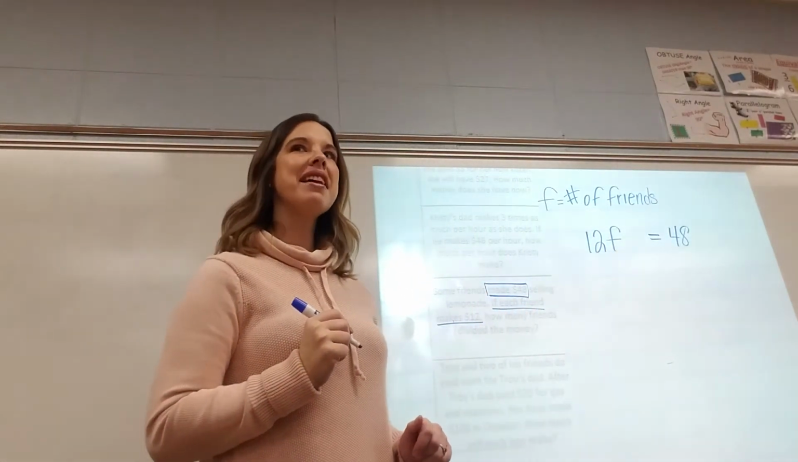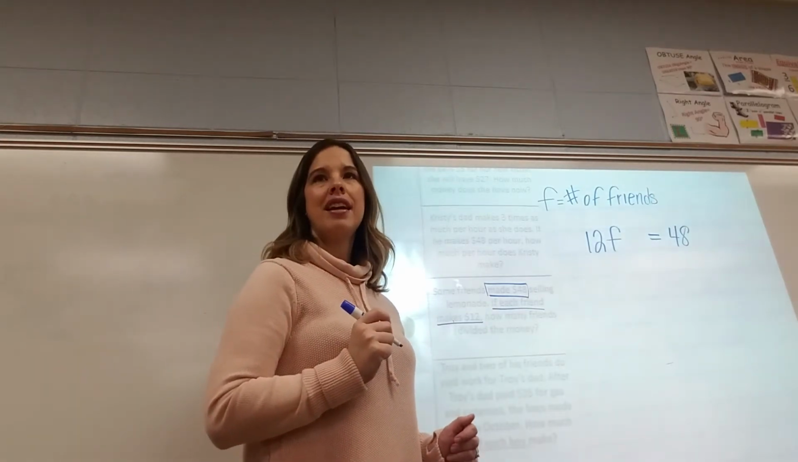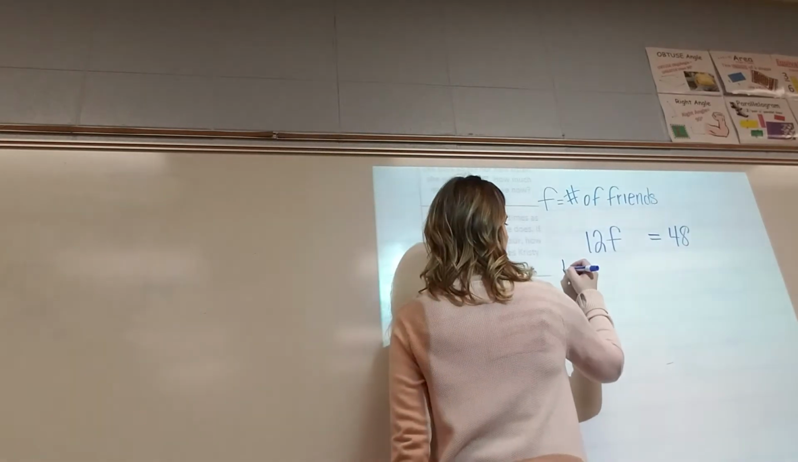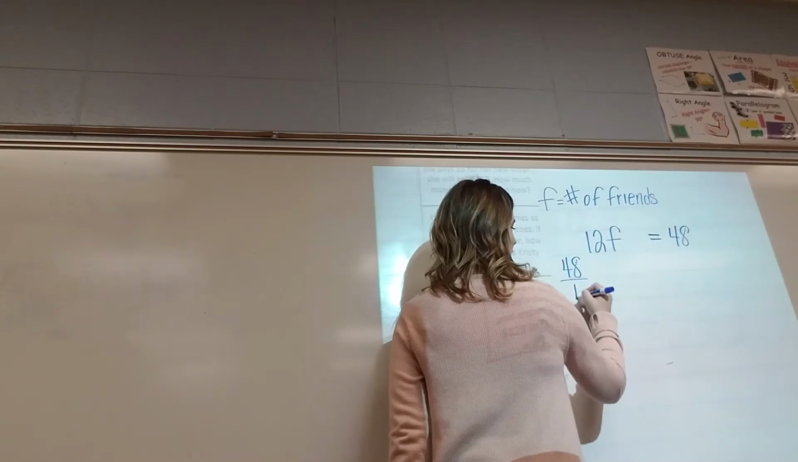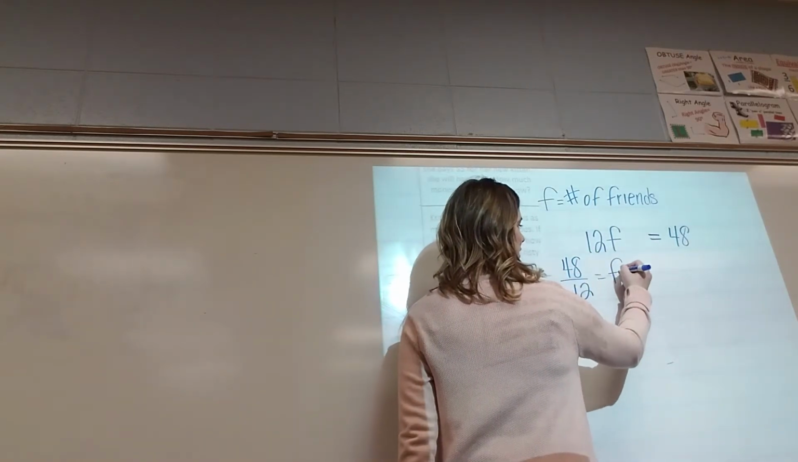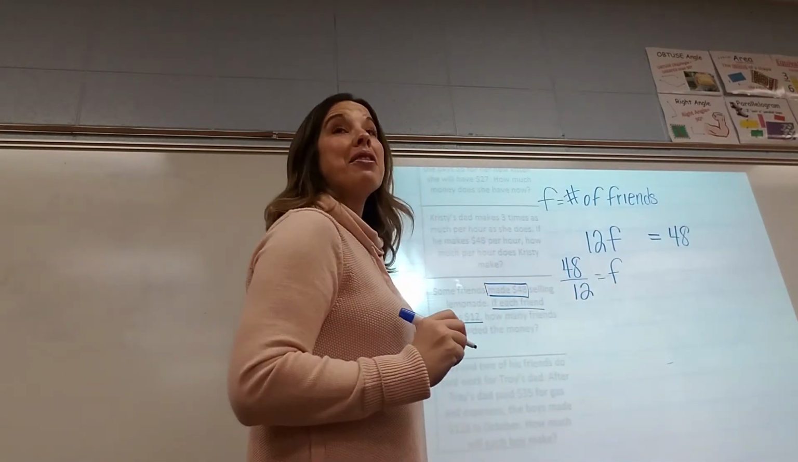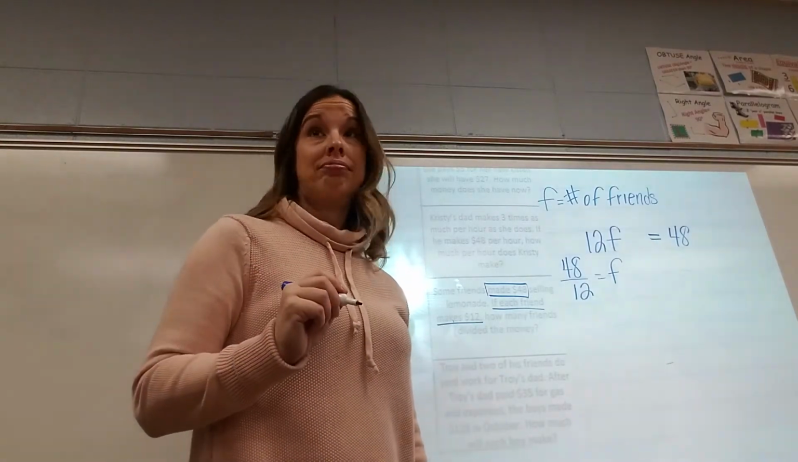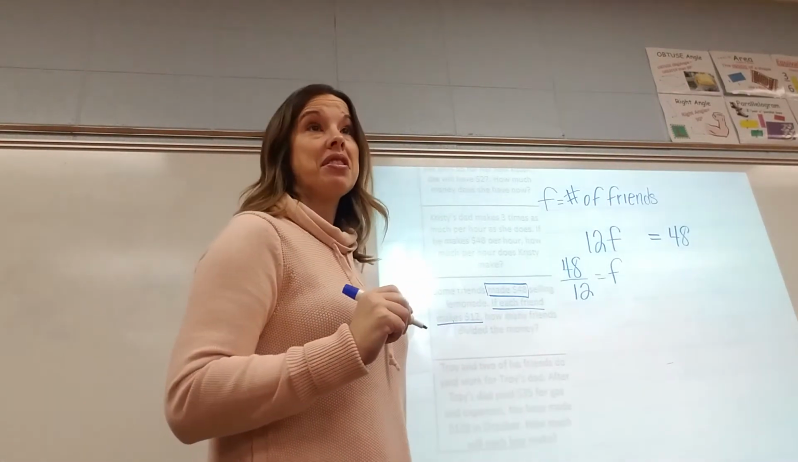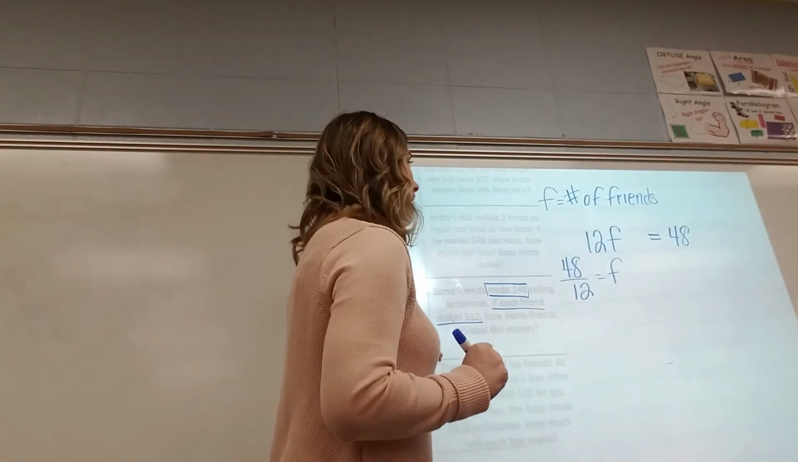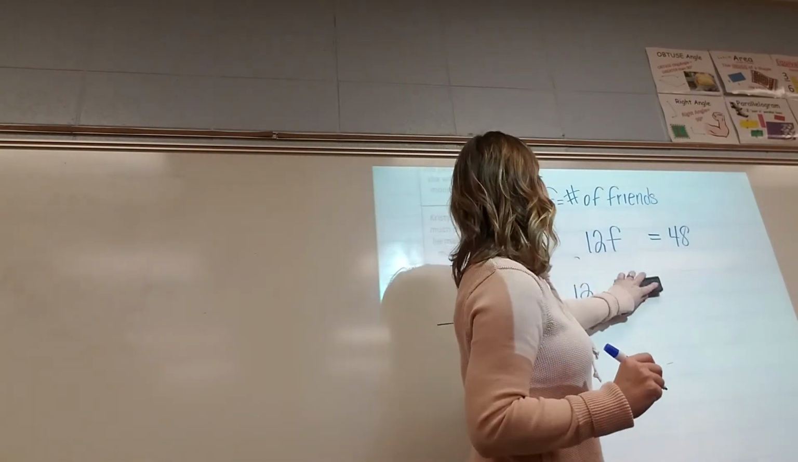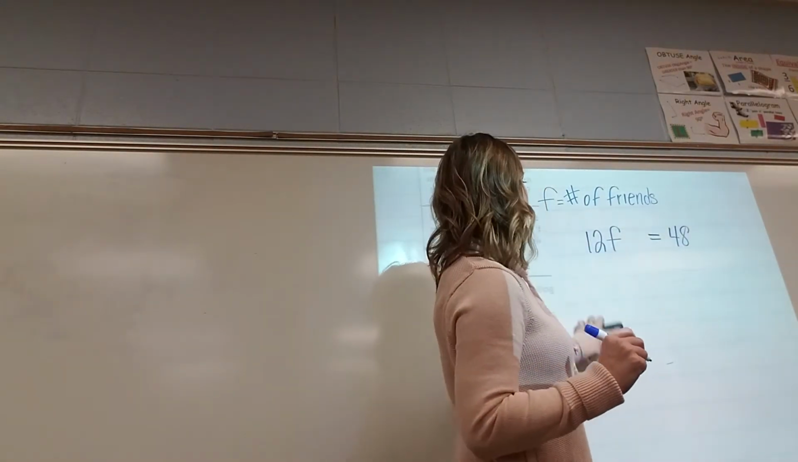Did you write it a way to where you were going to solve it? Did you write it like this: 48 divided by 12 equals F? Nobody would ever count that wrong, and you're still going to get the right answer. But they want you to write an equation that you're going to have to solve. I can solve that easily.